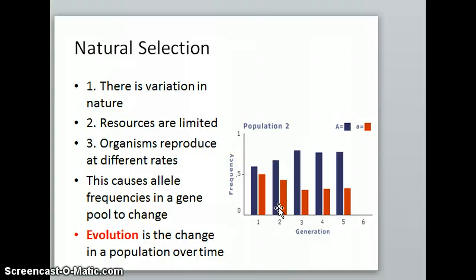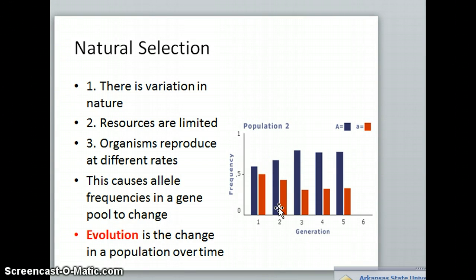Just to summarize, for natural selection to take place, three conditions must be fulfilled. There must be variation in genes within a population. Secondly, resources must be limited. And finally, organisms must reproduce at different rates. After a while, the genes that code for the adaptations that provide better fitness become more common than the traits that don't provide advantages. It becomes more common because the alleles for traits that don't provide an advantage or are bad for the organism are removed from the gene pool when organisms with those traits die and don't pass on their genes.